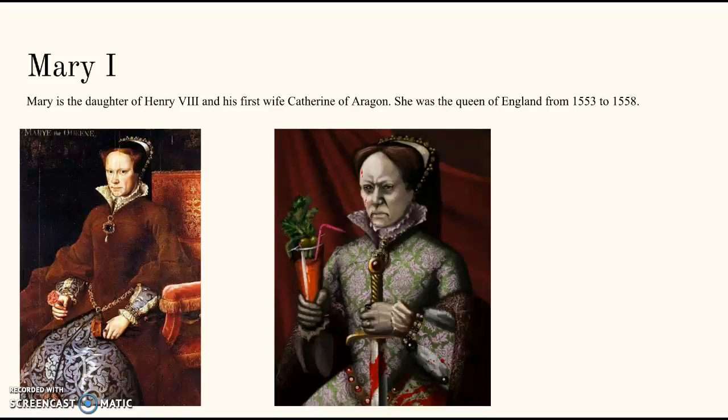Mary also held her own sister Elizabeth I as a prisoner in the Tower of London because she was a supporter of Protestantism. She ended up letting her go because she couldn't bear to execute her own sister.